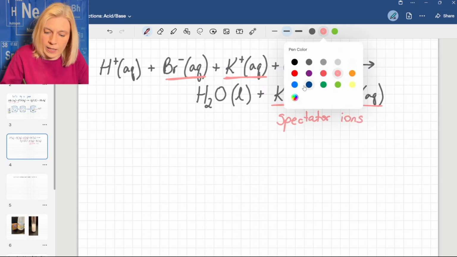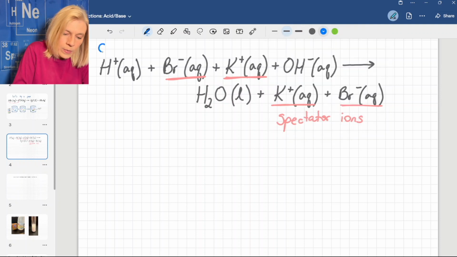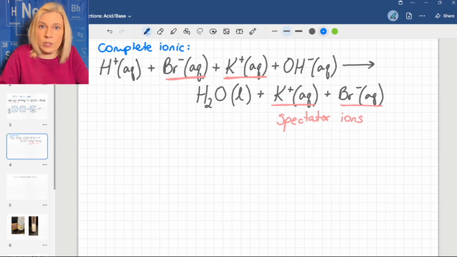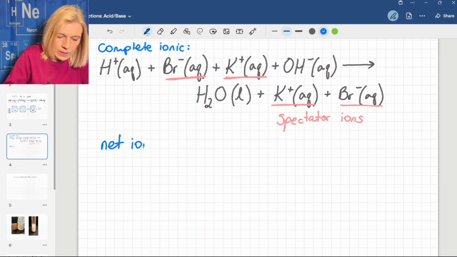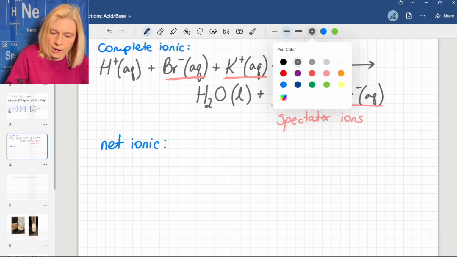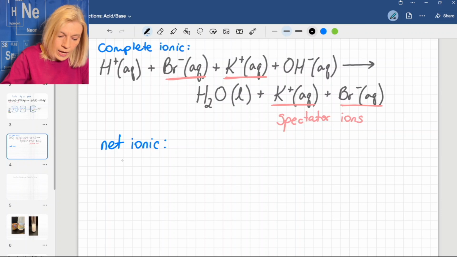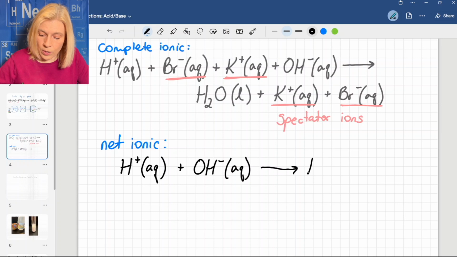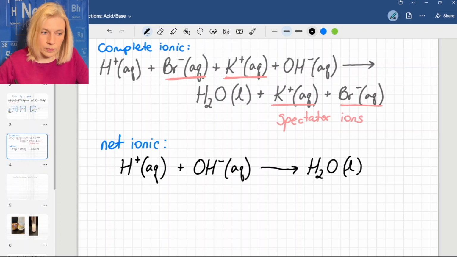And this is my, really fast, I'm going to quickly make a title. This is my complete ionic reaction. Let's actually zoom in on our playing field. Who were the players? What were the ions that reacted? Our net ionic: well, we have hydrogen reacted with hydroxide ion, and they formed water. So the net ionic reaction is H plus OH minus making H2O.